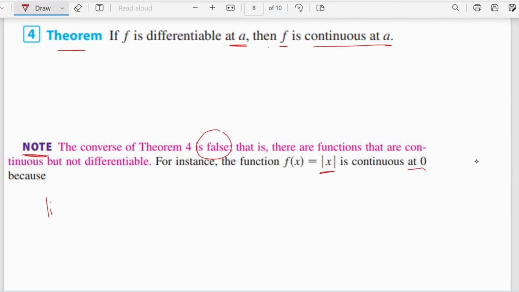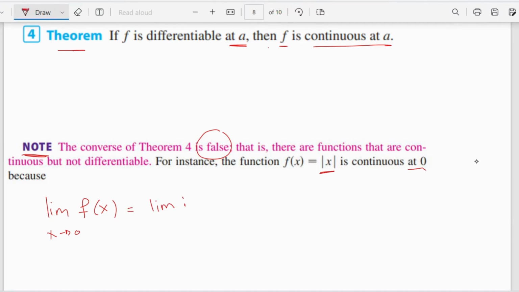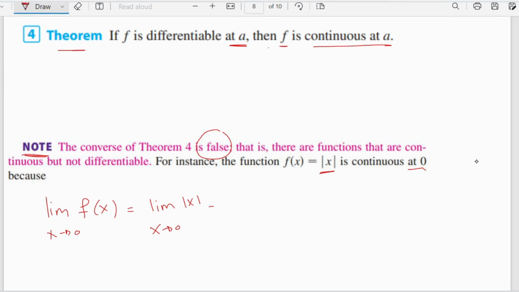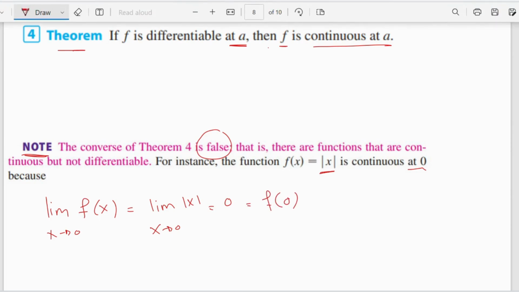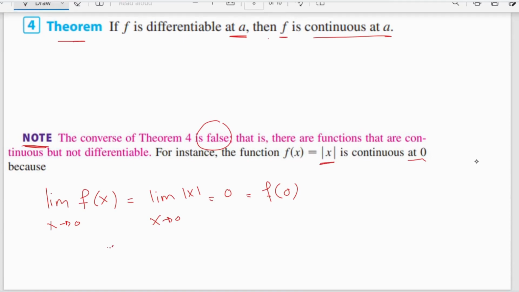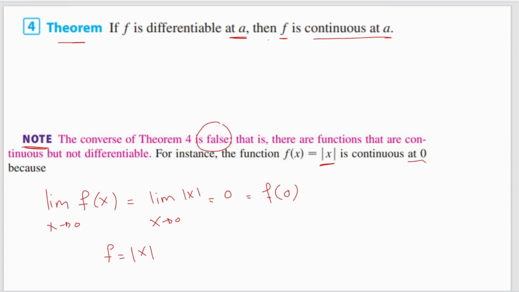Why? Because the limit of the function, which is the absolute value of x, when x goes to 0 equals 0, which is equal to the value of the function, which is 0. But in the previous example, we showed that the function f, absolute value of x, is not differentiable at 0. And that's it for today's section.